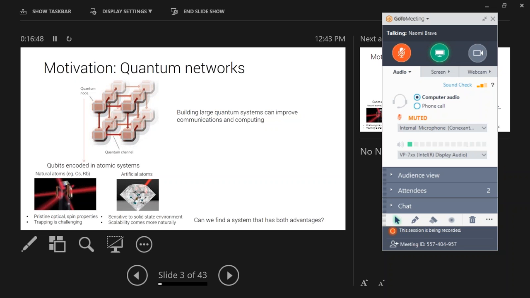However, these systems are challenging to work with. Even to trap a single atom, if you've looked at any of these experimental setups, you need a setup the size of an optical table to do it. So scaling this up to build this kind of network where you have many qubits interacting is going to be challenging. On the other hand, with these artificial atoms, the scalability comes more naturally. You can make many of these pretty easily by nanofabrication technology.